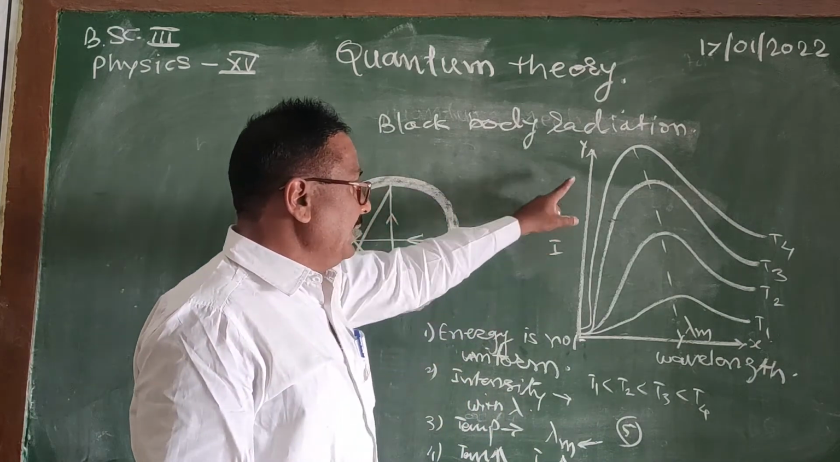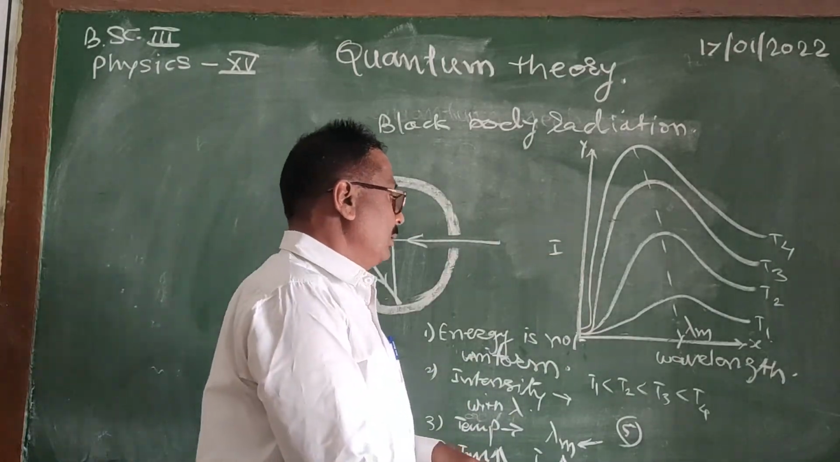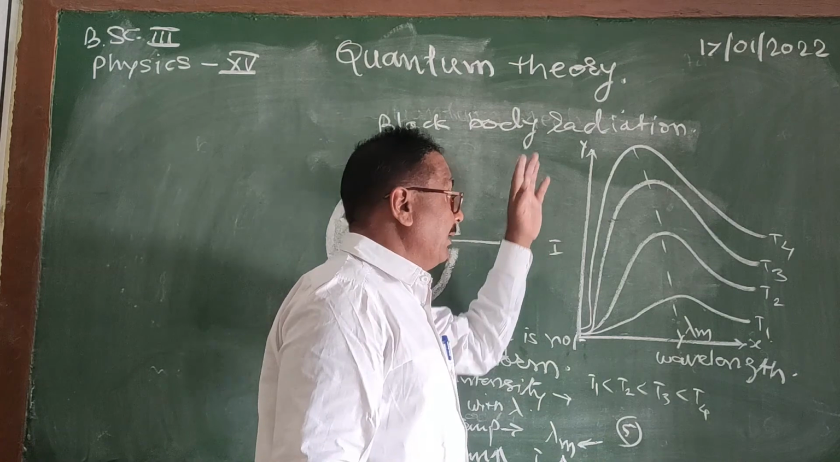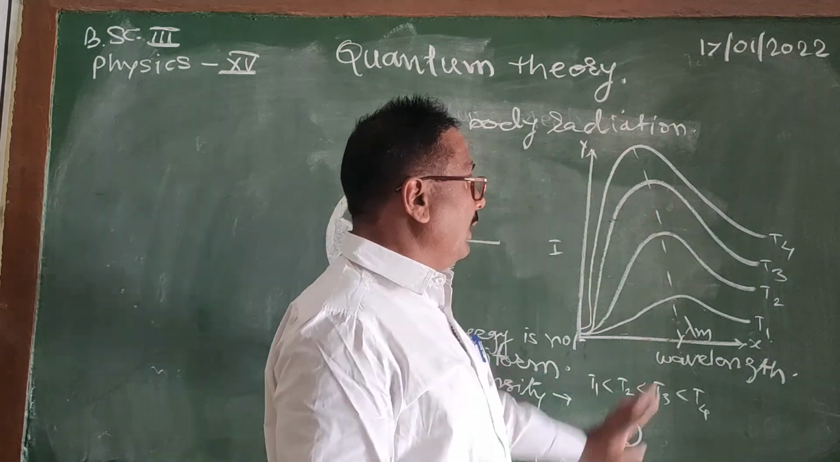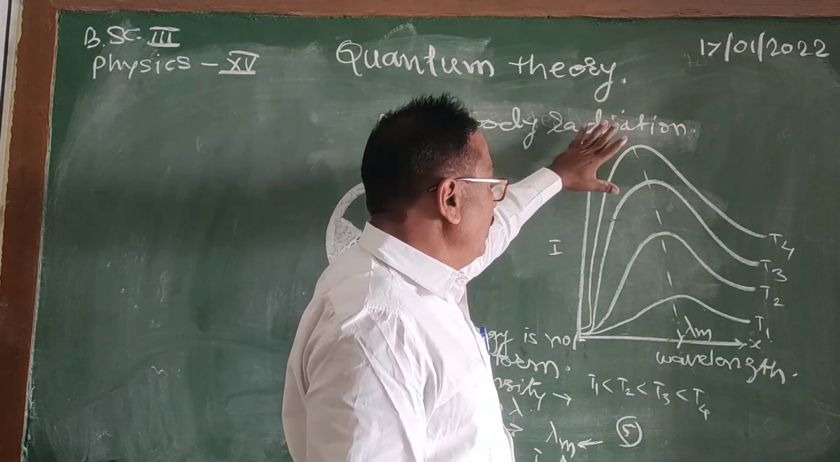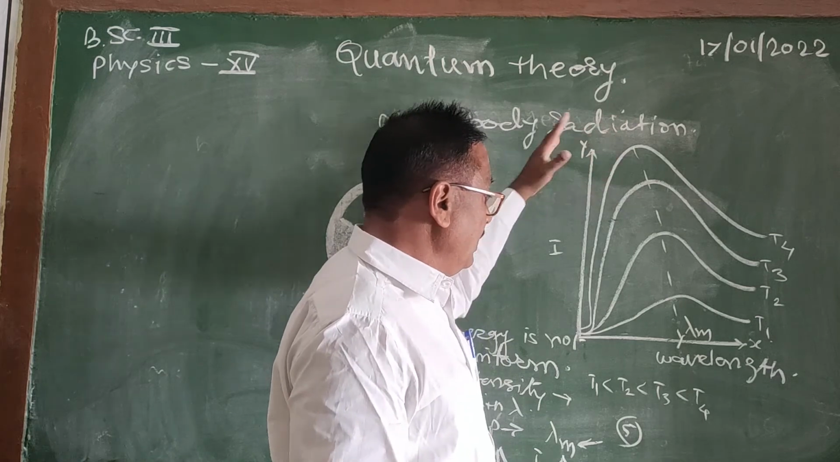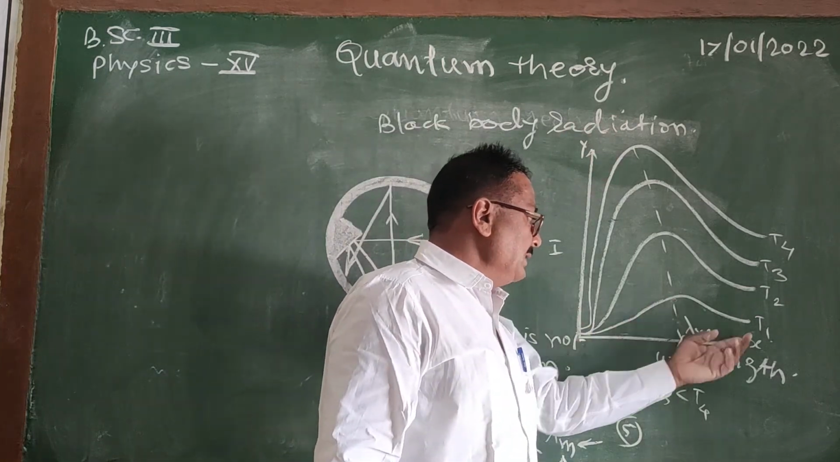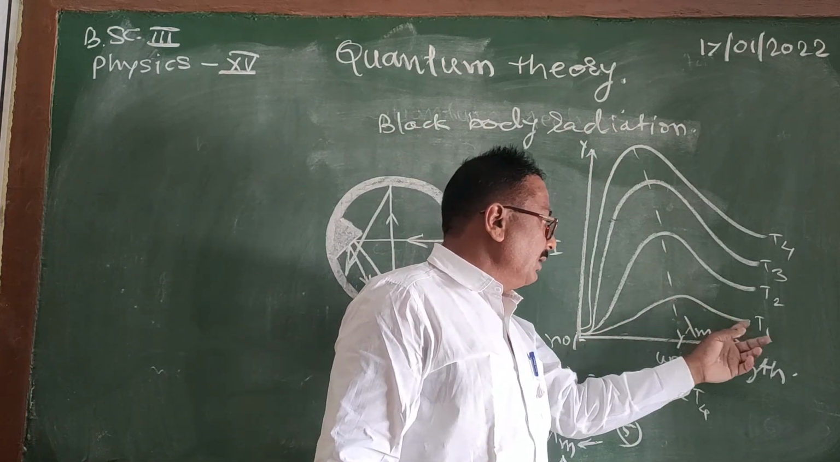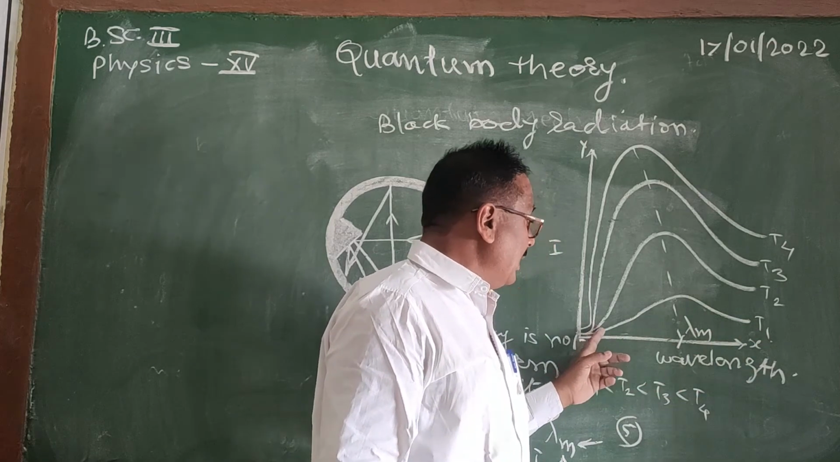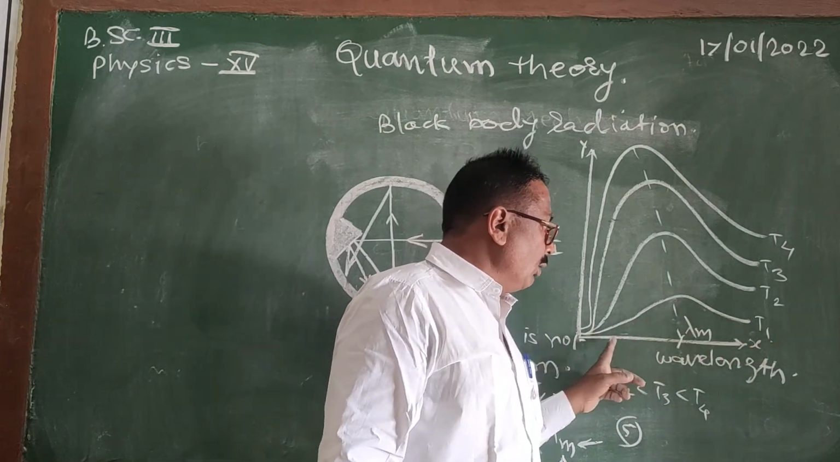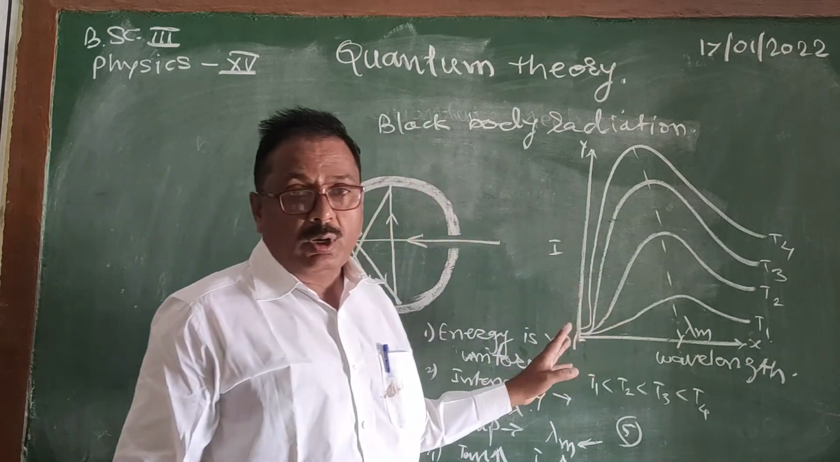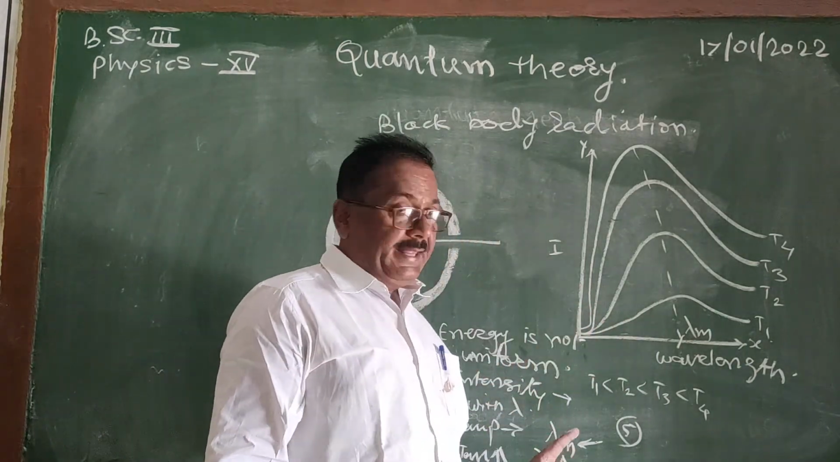And the last one is, the total energy for a particular temperature is nothing but the area under that particular curve, which gives the total energy of the radiation.